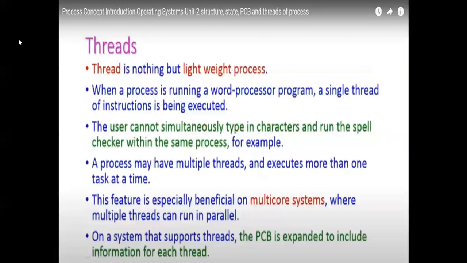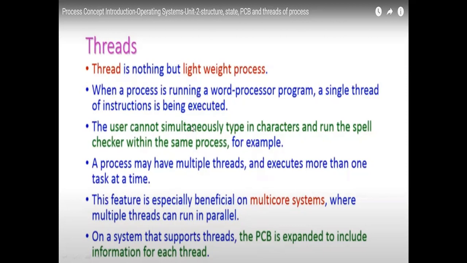IO status information includes the list of IO devices allocated to the process, a list of open files, and so on. Next, we'll see about threads. A thread is nothing but what we call a lightweight process. When a process is running a word processor program, a single thread of instruction is being executed.